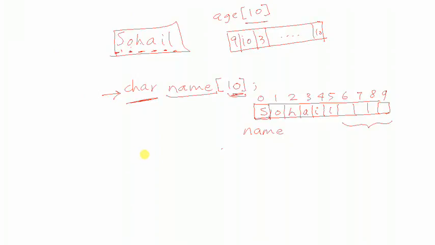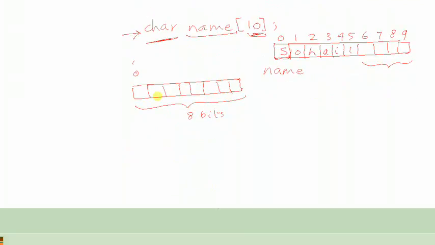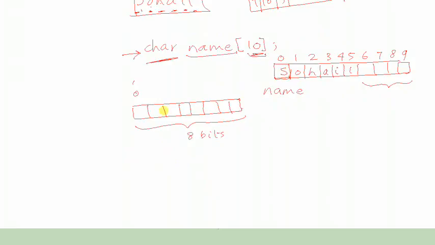If you haven't watched that tutorial, I would recommend that you watch it. The title of that tutorial is binary number system. So a memory is a sequence of bytes. Each byte is 8 bits. Each bit is either 0 or 1. So this is 1 byte, 8 bits, and 1 character can be stored in 1 byte.